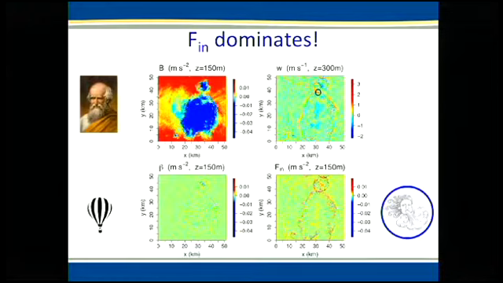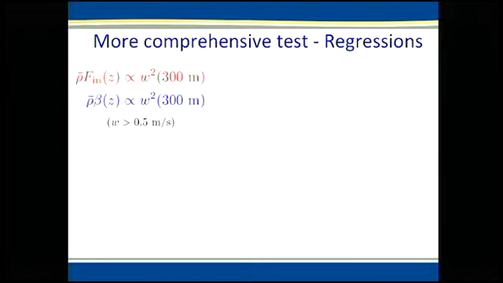All right, so this is kind of strong eyeball evidence that it's really the mechanical forcing, the inertial acceleration, that's dominating. But we'd like to do a little bit better than just eyeball evidence. So we'll do something a little bit more objective and comprehensive, and we'll just do some simple regressions. So I'm going to do two separate regressions. I'm going to regress the inertial force at some height z below 300 meters against the vertical velocity squared at 300 meters. And the reason I'm using vertical velocity squared is because the work energy theorem says that forces should be proportional to velocities squared.